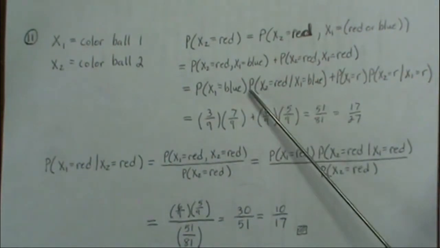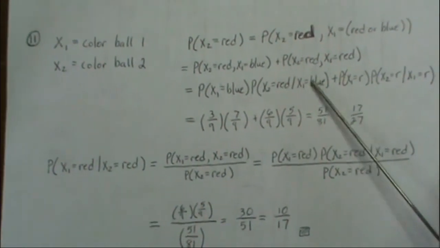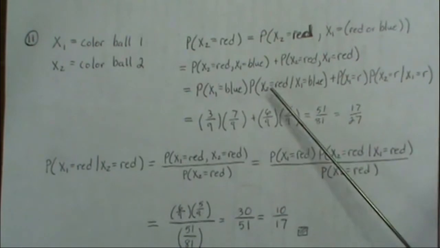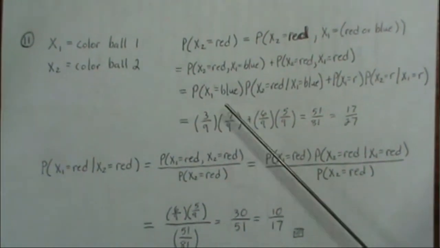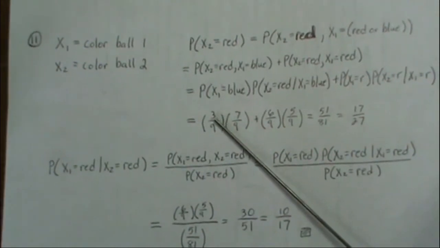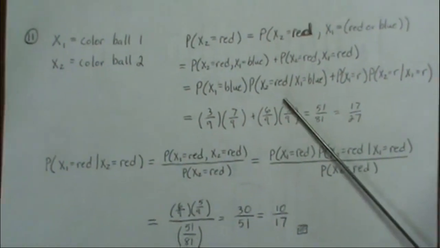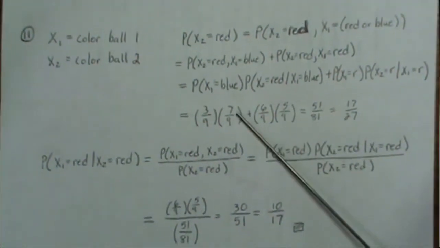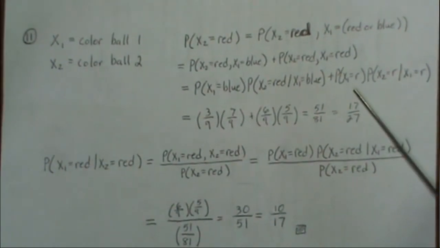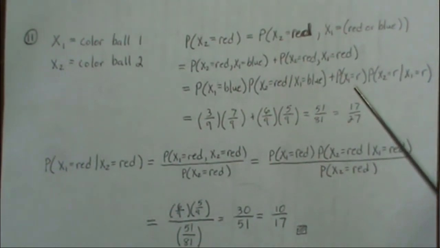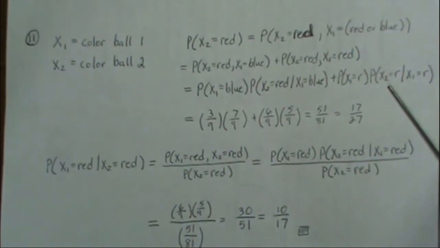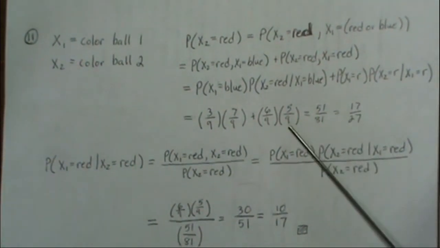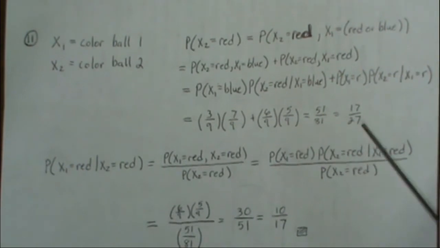Well, once we know what we did on the first ball, then we can calculate probabilities on the second ball. So the probability that we draw blue is 3/9, and then the probability we draw red, given that the first one was blue, is 7/9. This one, the probability that we draw red is 6/9. The probability that we draw red, given the first one was red, is 5/9. That reduces to this.